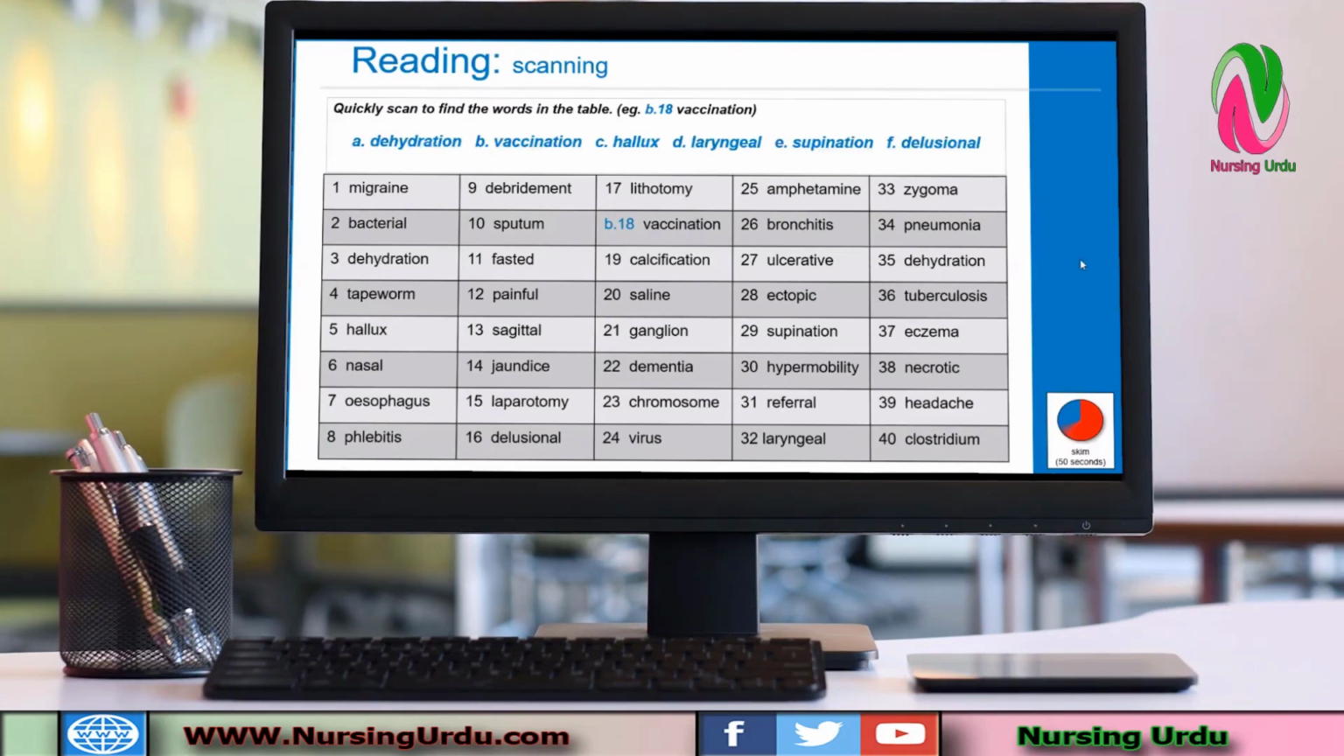Okay, so all I wanted you to do is locate the answers. So let's put them on the screen. So we've got C5, hallux, F16, we've got delusional, B18, vaccination, so E29, supination, D32, laryngeal, and 35, dehydration. So that is basically scanning, identifying keywords in the question, using those keywords to scan the relevant text, locate, and then do your careful reading to answer the question.